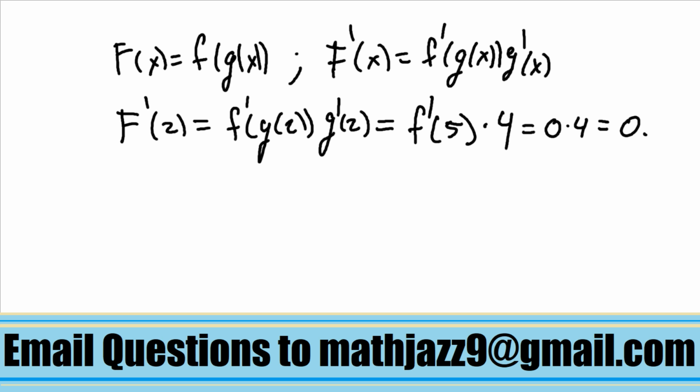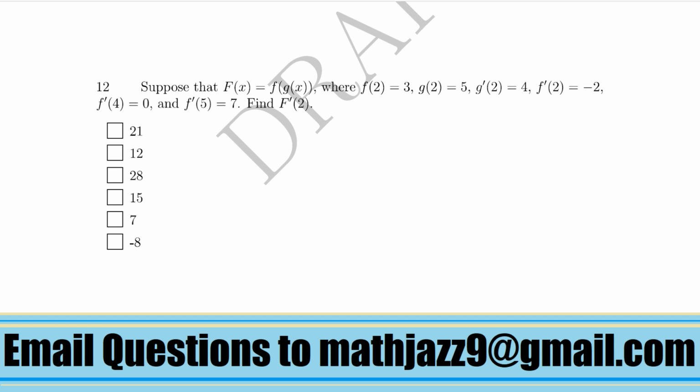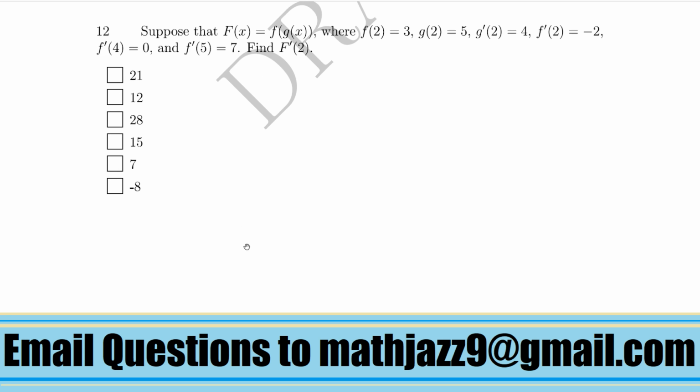Wait, did I switch these? g of 2 is 5, f prime of 5 is 7. Sorry, f prime of 5 equals 7. So we get 7 times 4 equals 28. Okay, and that is the answer here.